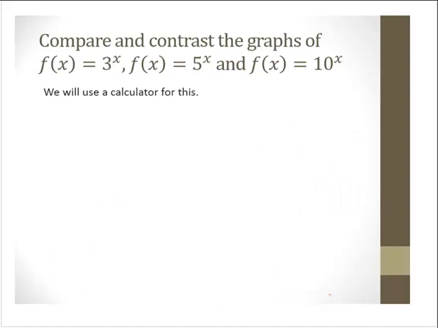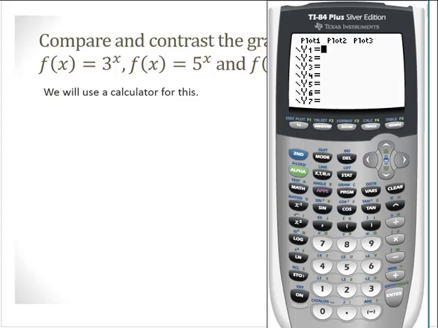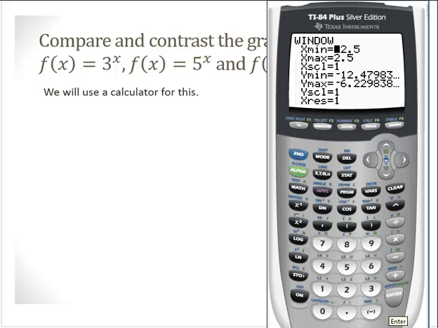All right, let's compare and contrast the graphs of f of x is 3 to the x, f of x is 5 to the x, and f of x is 10 to the x. And I'll use a calculator to do this. All right, so in my y equals screen, there we have 3 to the x, y2 is 5 to the x, and y3 is 10 to the x. And let's graph. Let me check my window. Let me go negative 10 to 10 on each axis, and a scale of 1s.